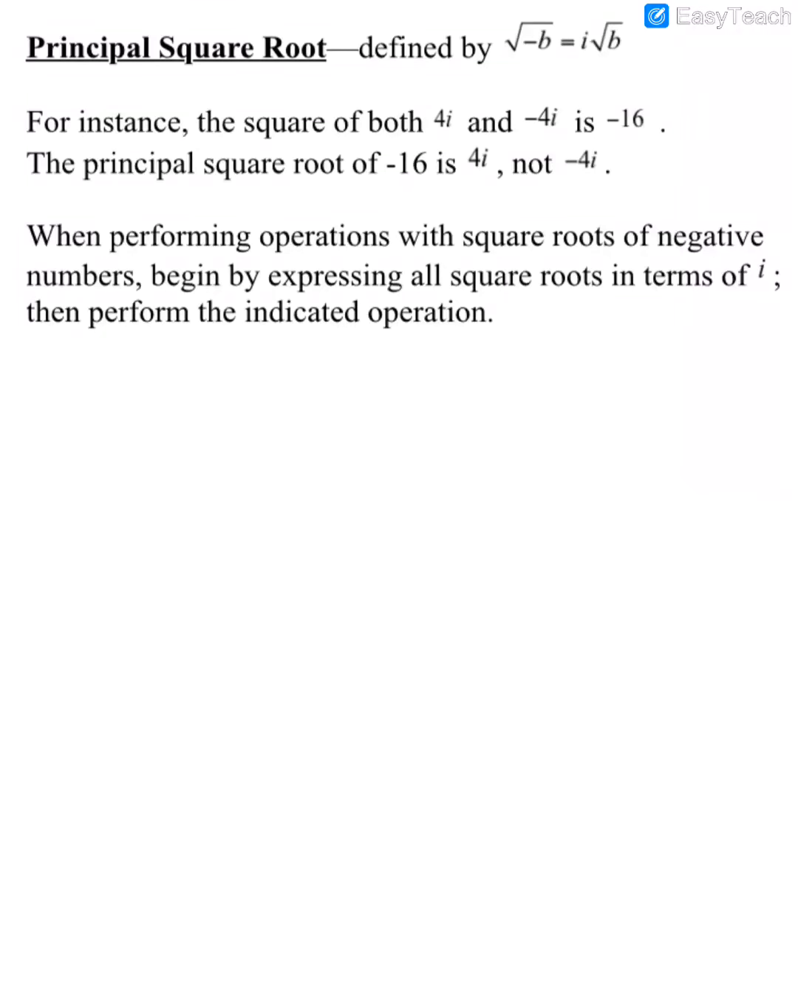So when we are using the principal square root, that just means we're going to use the positive root. When we're performing operations with square roots of negative numbers, the first step is to express all square roots in terms of i, and then perform the indicated operations.